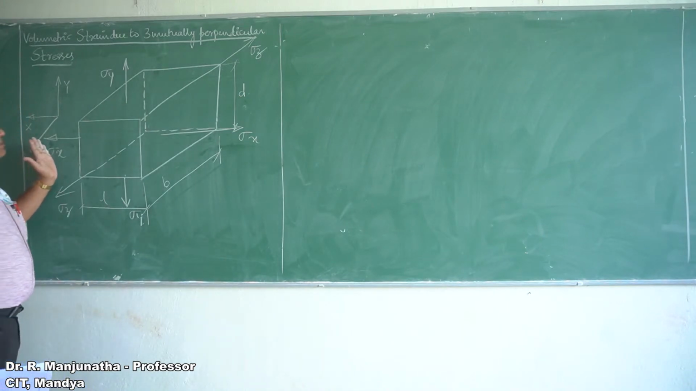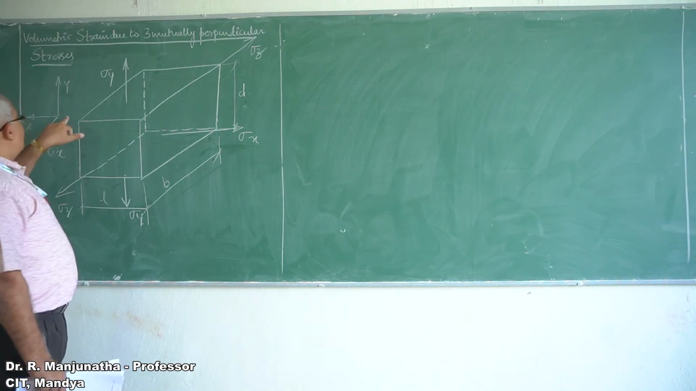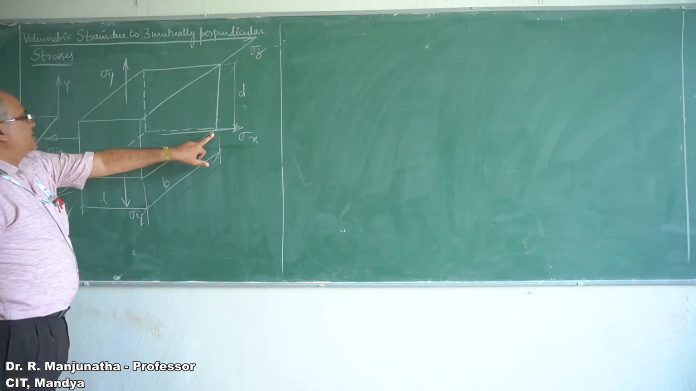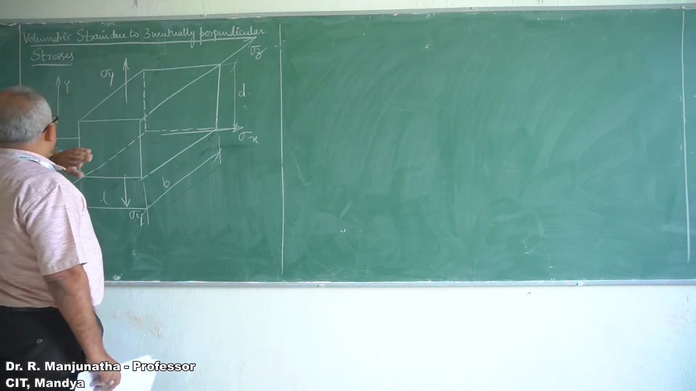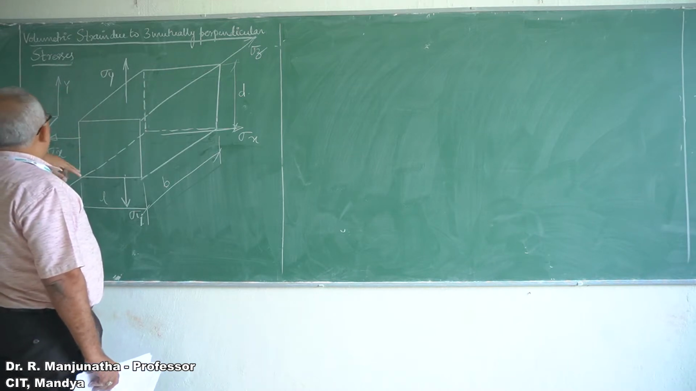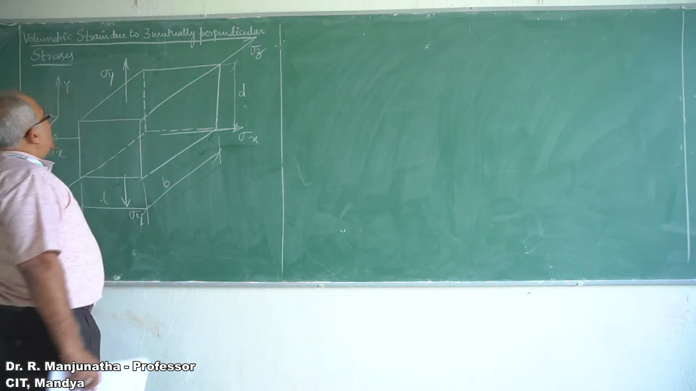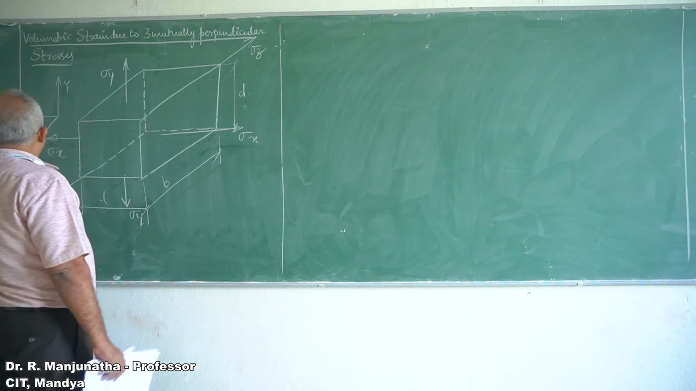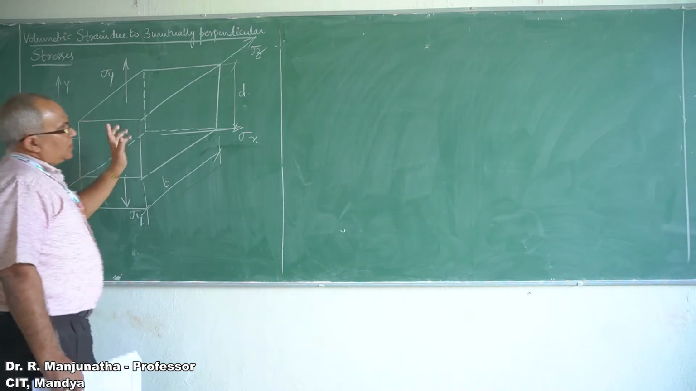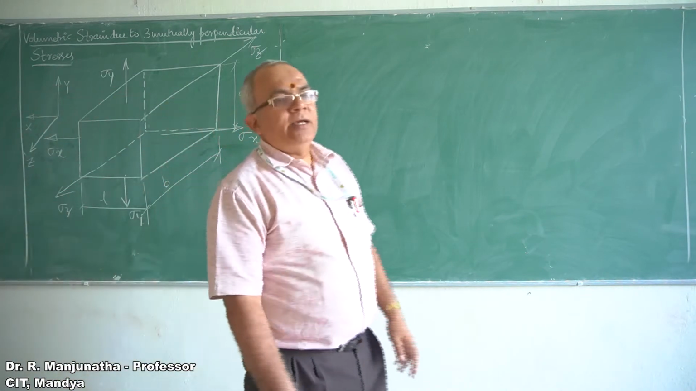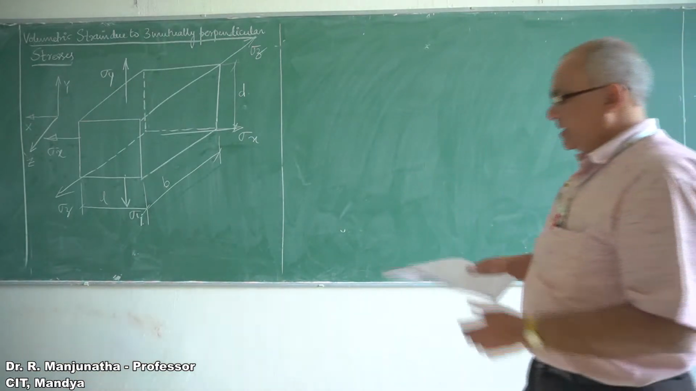along the direction of sigma x, which is on the YZ plane, that is, this is Z and this is Y, YZ plane. Then sigma Y, the normal stress, which is on the XZ plane, and also the sigma Z, which is on the XY plane. So we are considering the 3 mutually perpendicular normal stresses which are acting on the rectangular block.